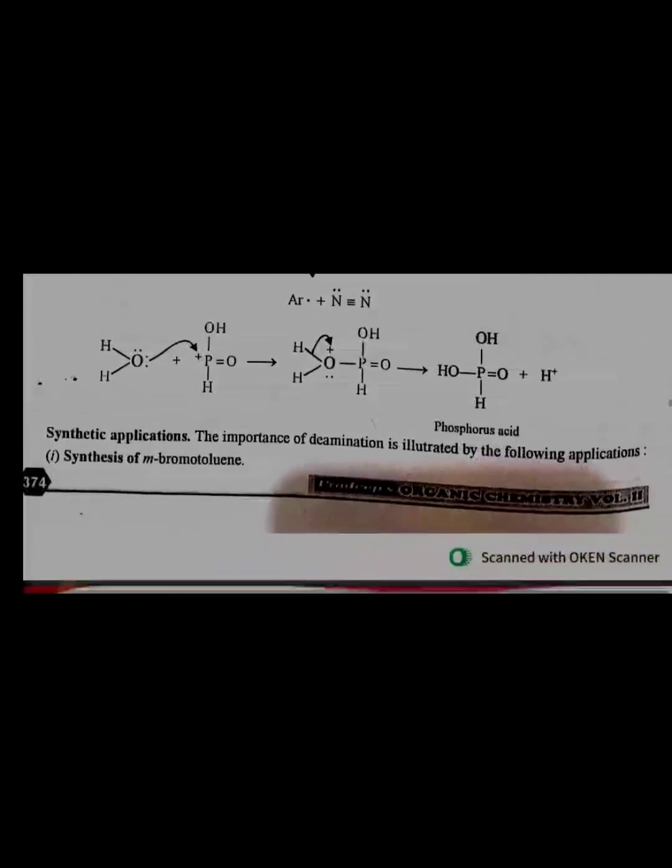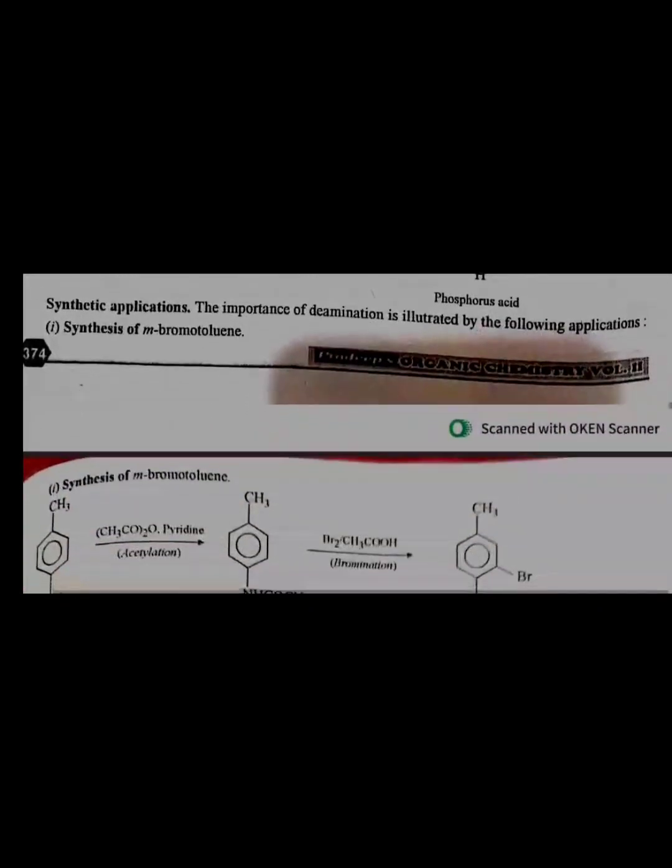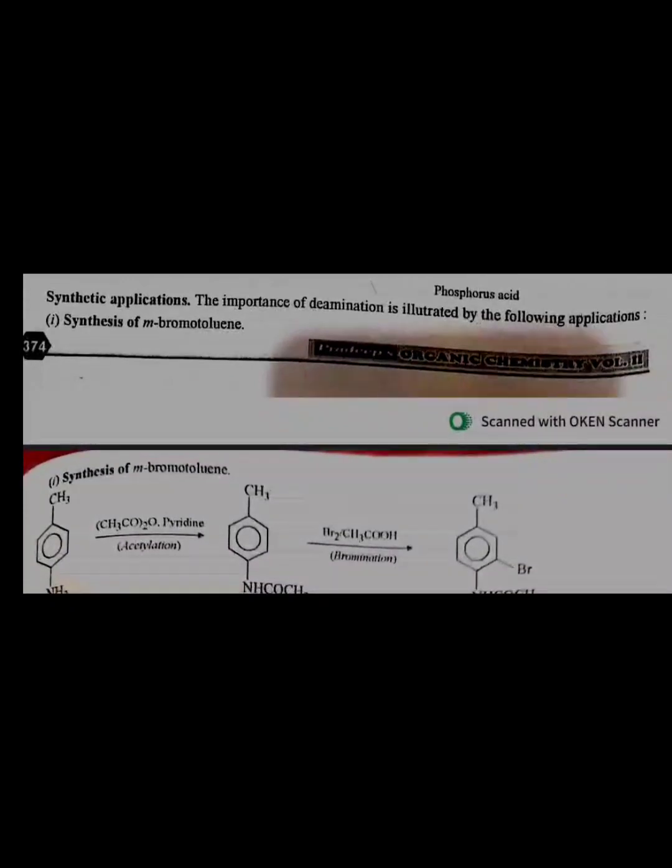Propagation. Synthetic applications. The importance of deamination is illustrated by the following applications. A. First, synthesis of m-bromotoluene.